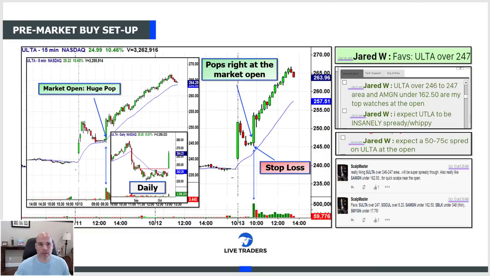This is what everybody wants, right here. Everybody wants to see a chart and go, wow, that's great, that's awesome. Let's take a look at this pre-market buy setup right here. Pops right at the open. Jared mentions it at 9:27 in the morning on social media, and everybody goes, wow, that's incredible. Show me how you did that. That's not today's topic, okay?